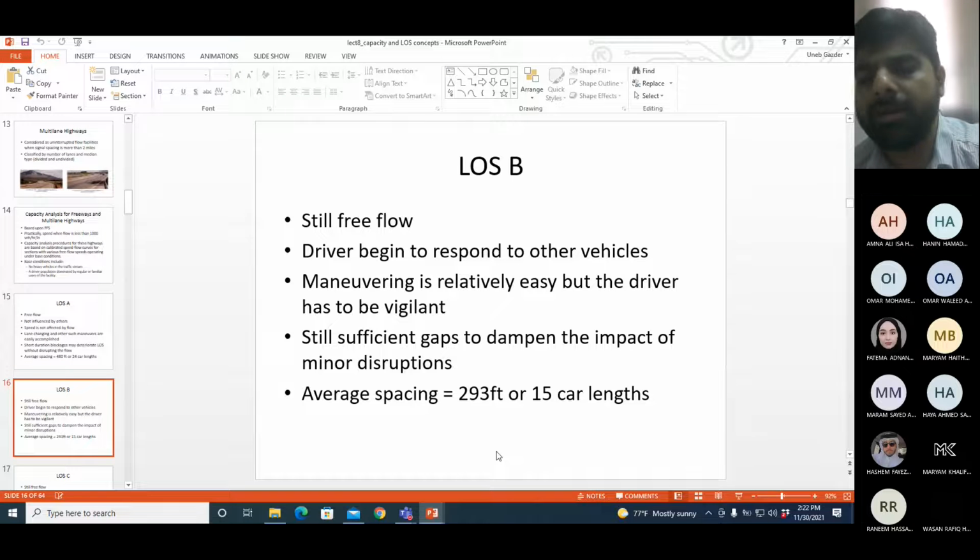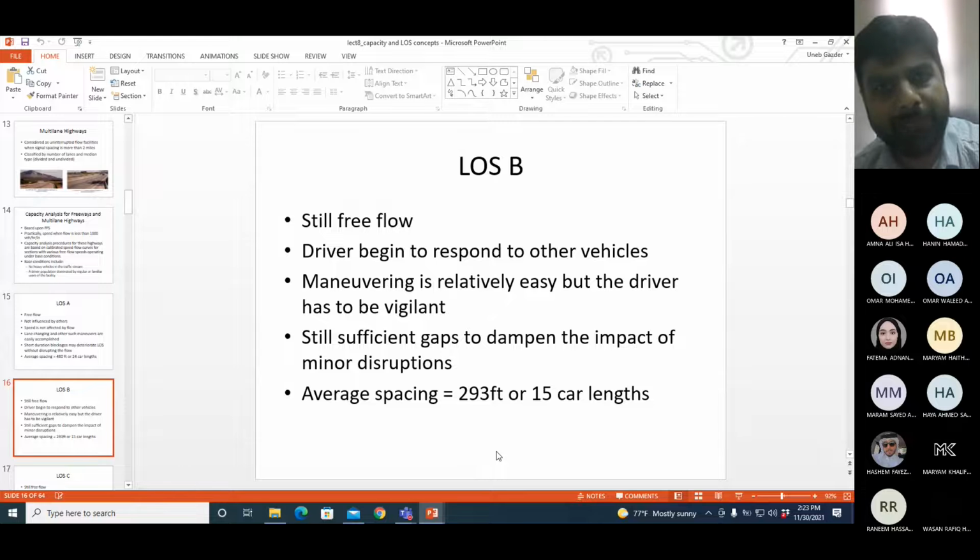Then you have level of service B. Now I have mentioned earlier that drivers tend to maintain free flow speed up to a certain level of flow rate. Okay, so level of service B also comes under the same region, under the same condition. Okay, so you are still maintaining a speed which is close to your free flow speed. So level of service B is still considered more or less free flow state. Okay, but now the gap between you and the other drivers has reduced compared to level of service A. So now you are becoming more careful and vigilant.